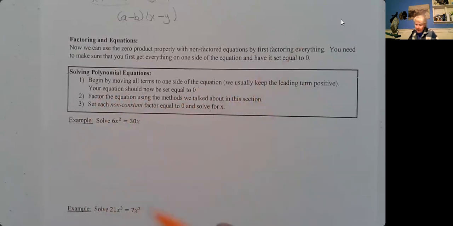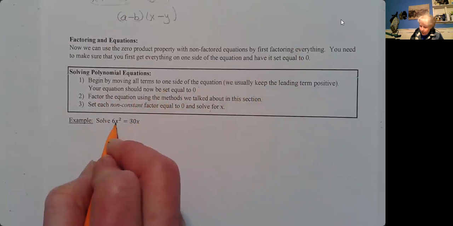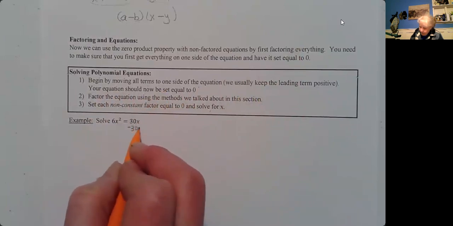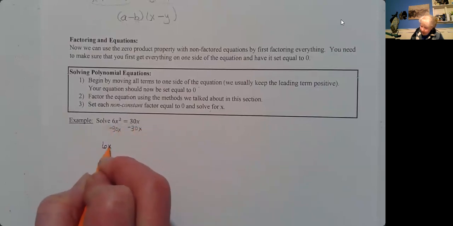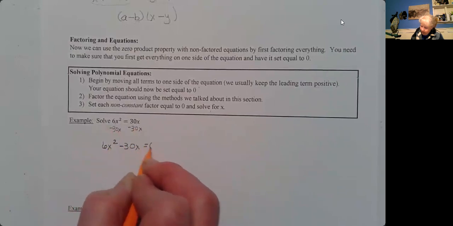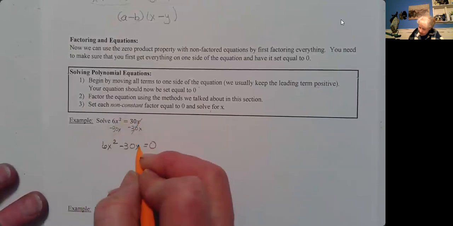So let's go through an example. First off, this is already positive, so we're going to leave it, and we're going to move this over. So we'll have 6x squared minus 30x equals 0. All right, here's our first step. Set it equal to 0 in order to solve. Now we're going to factor.